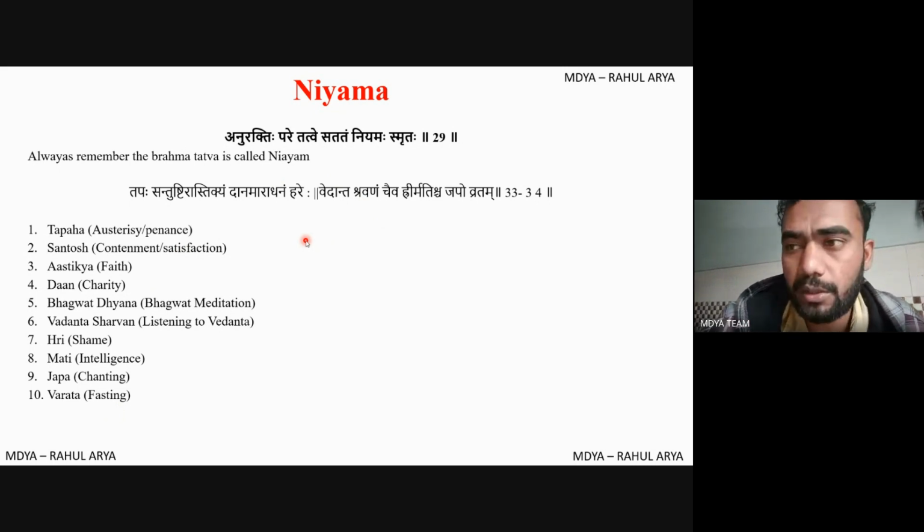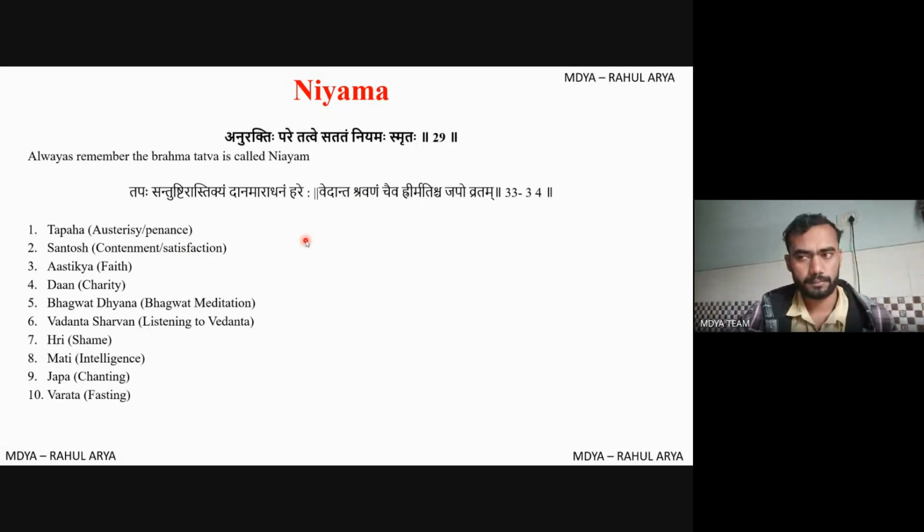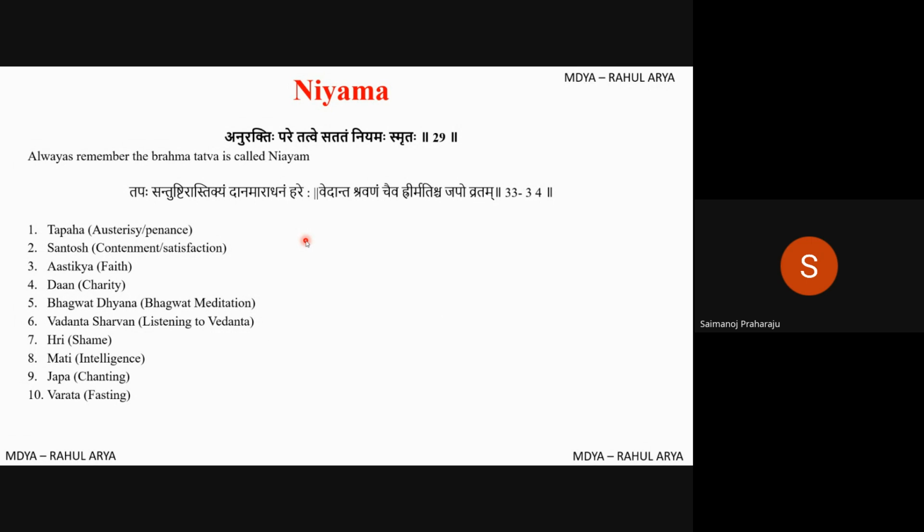Yes, Manojji, please conclude it. So the niyama here, to remember, the word Brahma Tattva is called niyama, and here it is tapas, santosh, astikyam, danam, aradhanam, vedanta shravanam, hri, mati, japa, and vrata. So tapa is austerity, santosha is contentment, astikyam faith, danam charity, bhagavad dhyana is meditation on Bhagavad, vedanta shravanam is listening to Vedanta, hri is shame, mati is intelligence, japa chanting, vrata fasting.